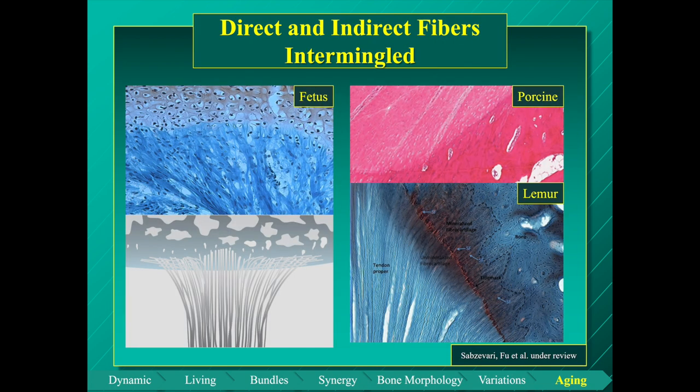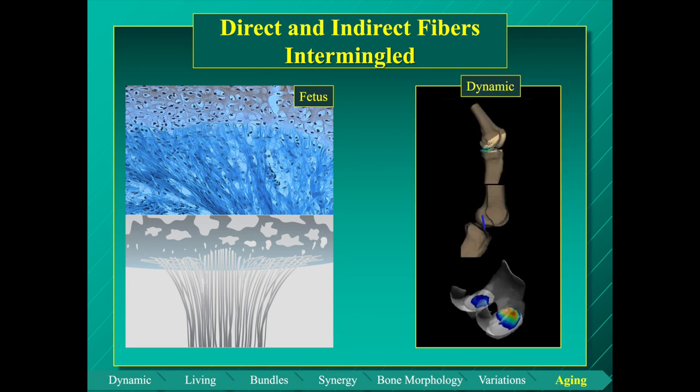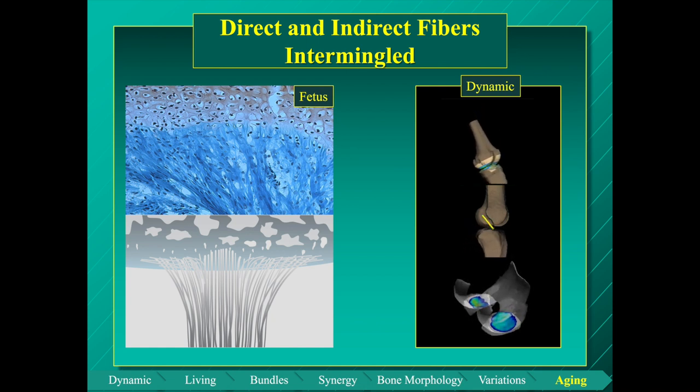Histological examination helps reveal the insertions of direct and indirect fibers. Examination of fetal, porcine, and primate knees shows multiple zones at the ligament cartilage junction and intermingling of the direct and indirect fibers. Appreciation of the joint role of these fibers and anatomic reconstruction allows proper restoration of native knee kinematics.